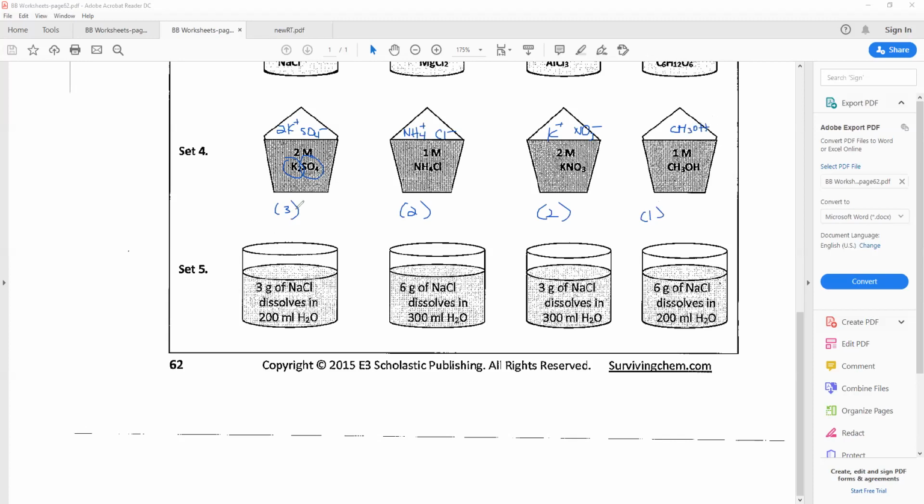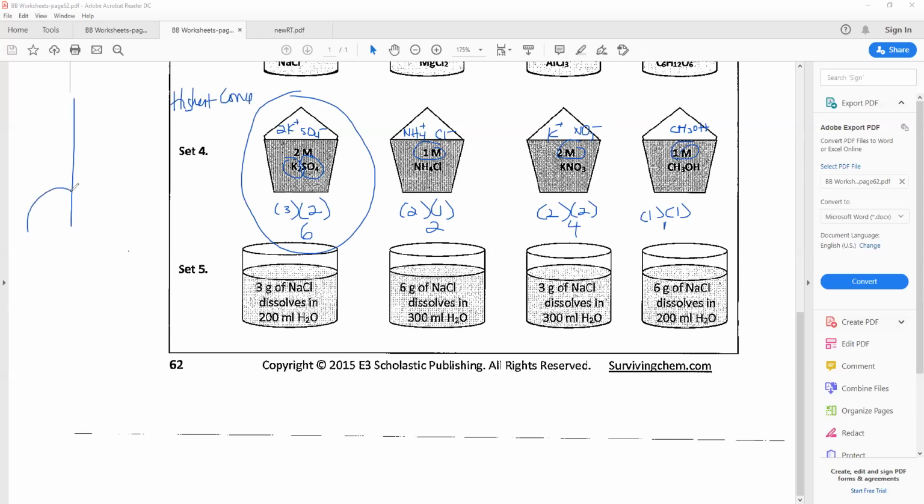So it's 1, it stays as CH3OH. What is the molarity over here? 2. The molarity over here is 1. The molarity is 2. And the molarity is 1. 2 times 3 is 6. 2 times 1 is 2. 2 times 2 is 4. And 1 times 1 is 1. So this one has the highest concentration. The higher the concentration, the lower the freezing point, the higher the boiling point. Lowest freezing point, highest boiling point.